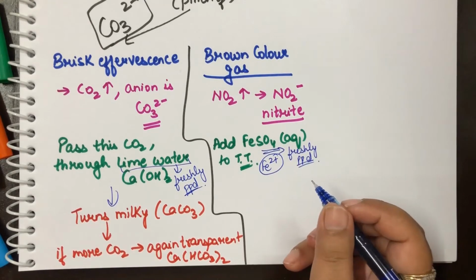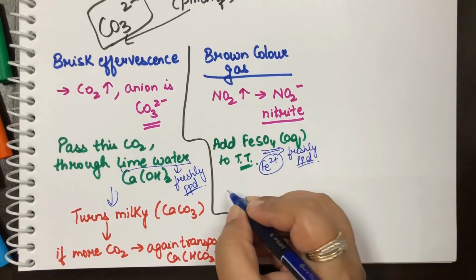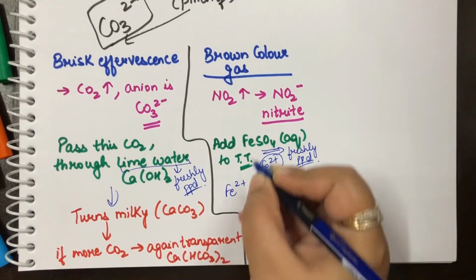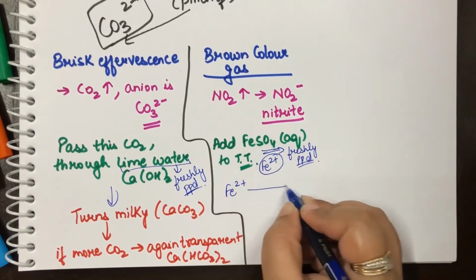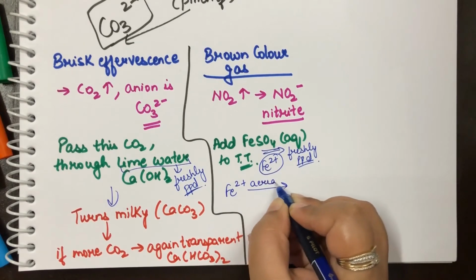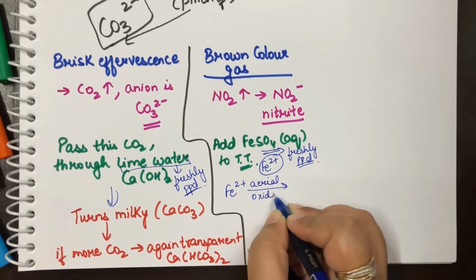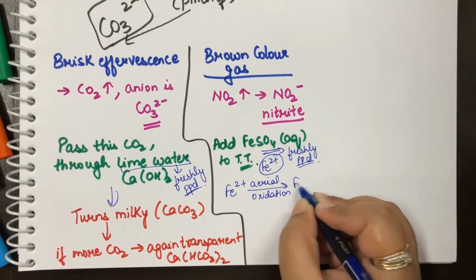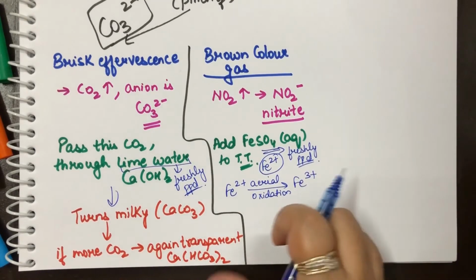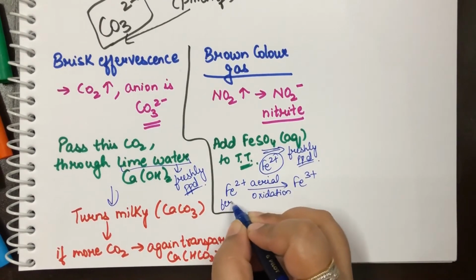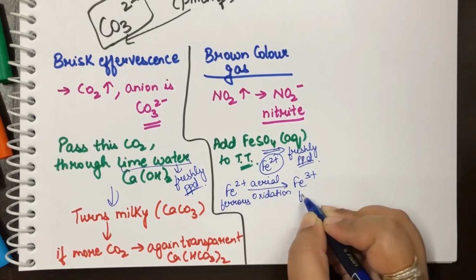And if the solution was made a very long time before, then what will happen? Your Fe2+, which is there in FeSO4, will undergo aerial oxidation and it will convert into Fe3+. Now, why does this happen? This is your ferrous ion. Your ferrous changes into ferric.